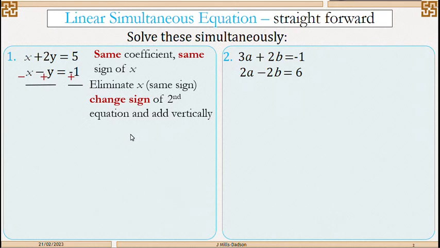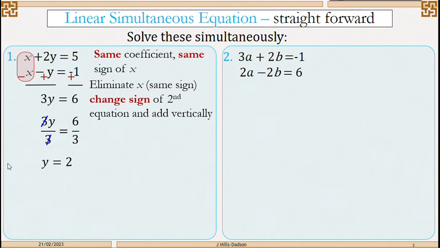So I'm going to change the signs. So minus, plus, plus. Then I'm going to sum them vertically. x minus x is 0. That's the purpose of the elimination. 2y plus 1y is 3y. Then 5 plus 1 is 6. Mind you, you have to make use of the new signs. So all you have is a simple equation. 3y equals 6. So what is y? Divide both sides by 3. And y will be equal to 2.